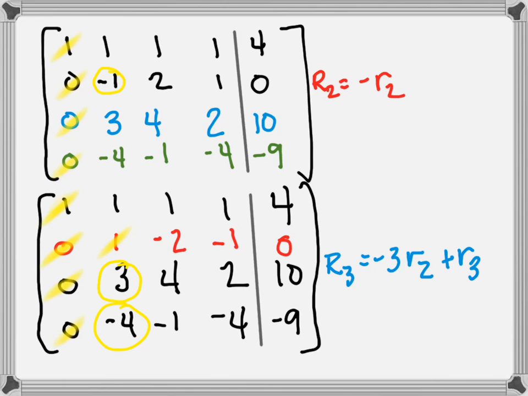I don't want to use my row 1. I don't want to do negative 3 times row 1 plus row 3 because I will lose the 0 that's in my first column if I do that. So if I create a rule where I lose a 1 or a 0 that I created in a column to the left, rethink that rule because that's not going to work and you're going to have to go back and recreate those. For our fourth row, I'm trying to turn a negative 4 into a 0. The opposite of negative 4 is 4. So 4 times row 2 plus the old row 4.